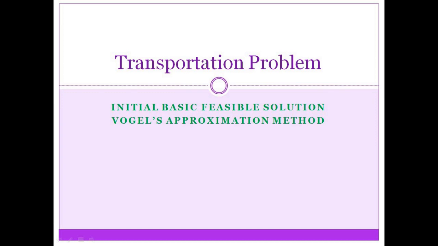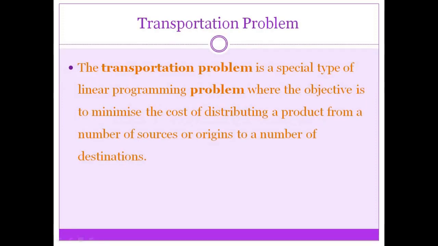Hi friends, today we are going to find the initial basic feasible solution of a transportation problem by using Vogel's approximation method. Of course, we are familiar with the word transportation problem. It is a special type of LPP where the objective is to minimize the cost of distributing a product from a number of sources to a number of destinations.